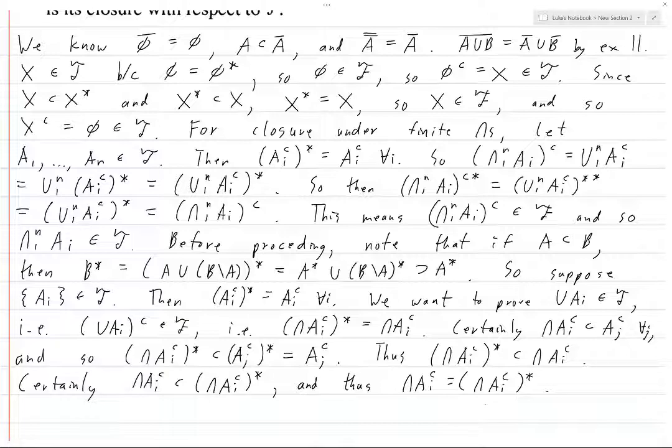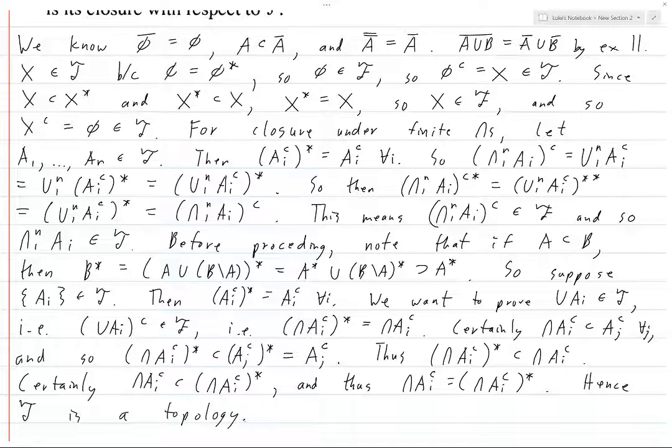And this holds for any arbitrary collection of sets A_i, and so that confirms closure under arbitrary unions, and hence T is a topology, or a topological space when you pair it with the set. However you want to say it.